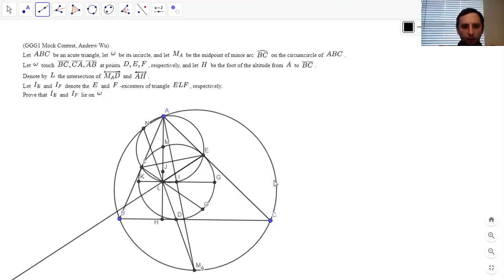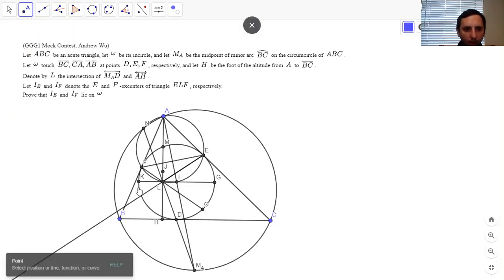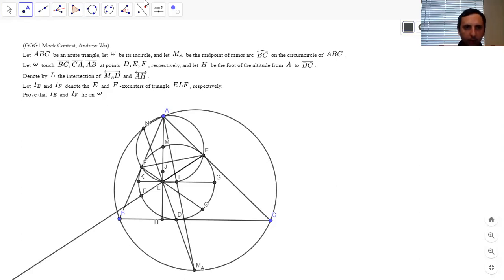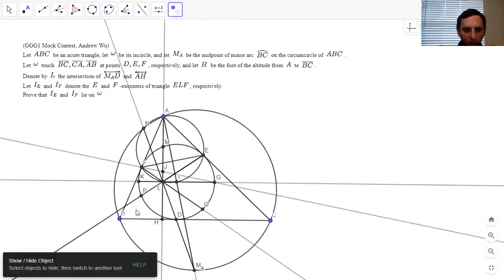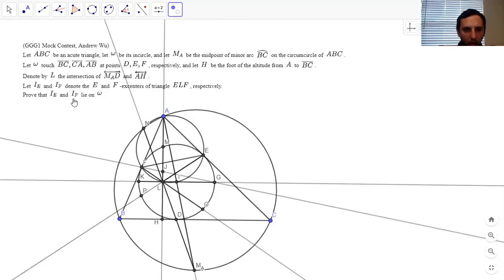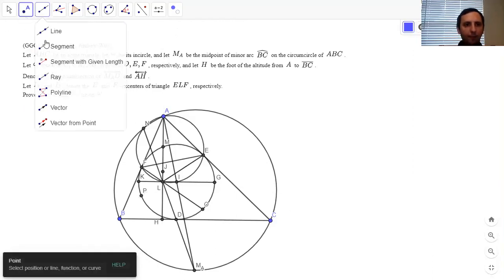But I wonder if the problem's easier than that, because let me think. So you're saying to draw this point right here, right? Yeah. G is the midpoint of arc EO and K is the midpoint of arc FP. Mm-hmm. Yeah.